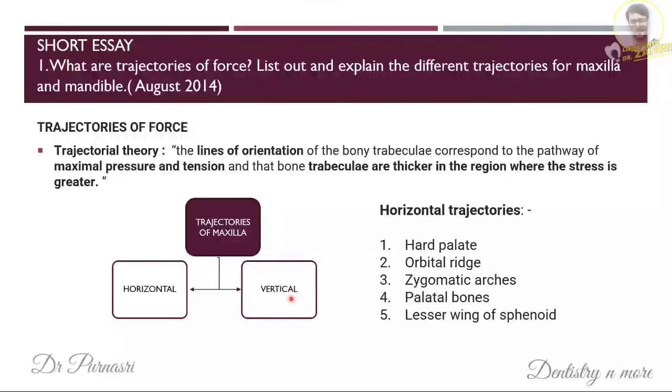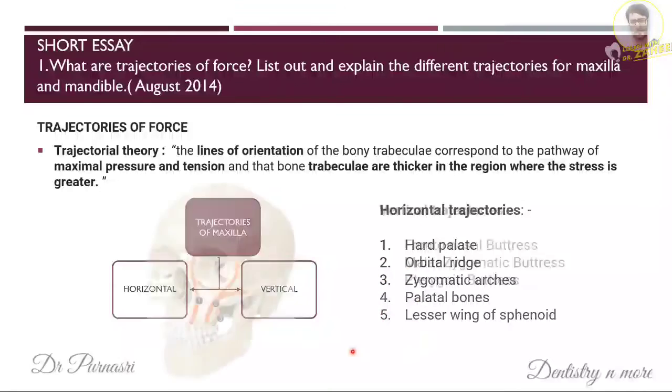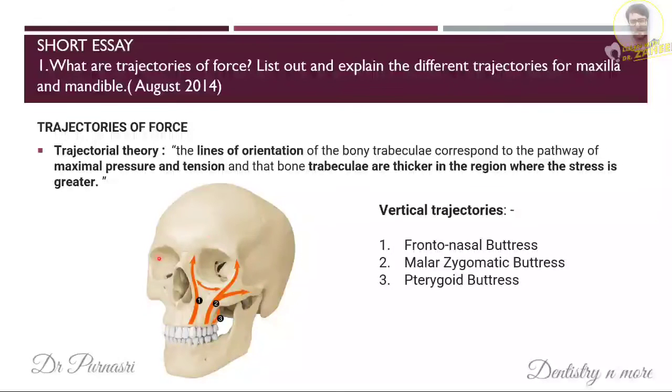The horizontal trajectories are hard palate, orbital ridge, zygomatic arch, palatal bones and lesser wing of sphenoid. So you can add a diagram also here, and the vertical trajectories are frontonasal buttress. So these will arise from the incisors, canine and the first premolar. Then they pass cranially along the pyriform aperture through the nasal bone and then terminate in the frontal bone.